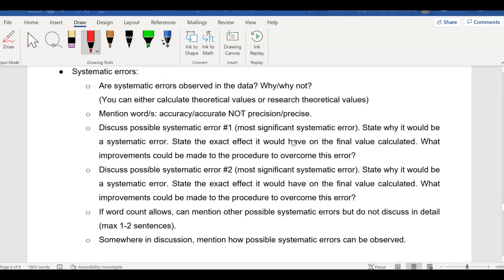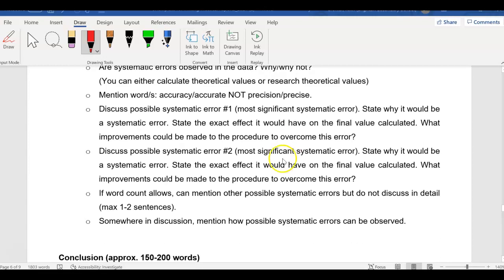Systematic. Talk about the data, whether it's viewed in the data. Link it to accuracy. Then error 1, why is it a systematic error? What's the effect it's going to have on the final values? What improvements could you make? If you do have word count, you can add a little bit on the end listing more minor errors, but you do not have to. You do not have to, so don't think you have to.